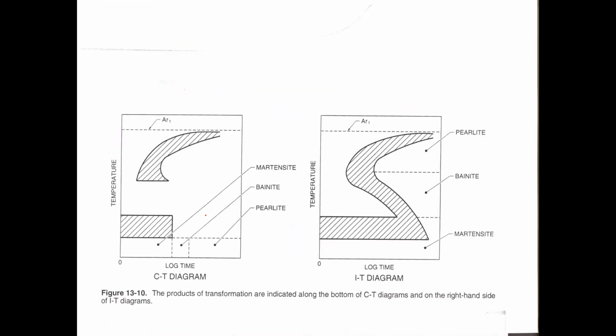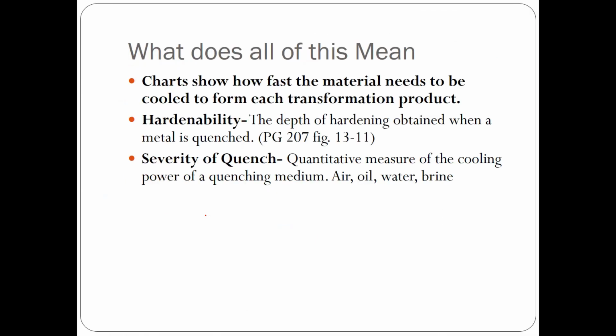The CCT diagrams have pretty much the same information as what we have on this diagram. So no questions from that? What does all this mean? Charts show us how fast a material needs to be cooled to form each transformation product. Remember, this chapter is about austenite transformation products. How do you end up with pearlitic products? How do you end up with bainitic products? And how do you end up with martensite?